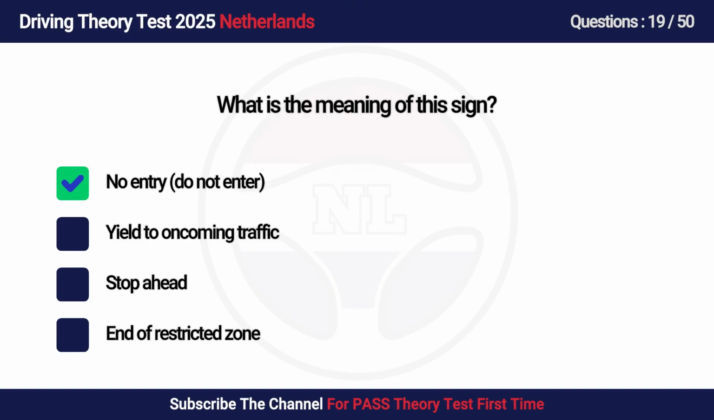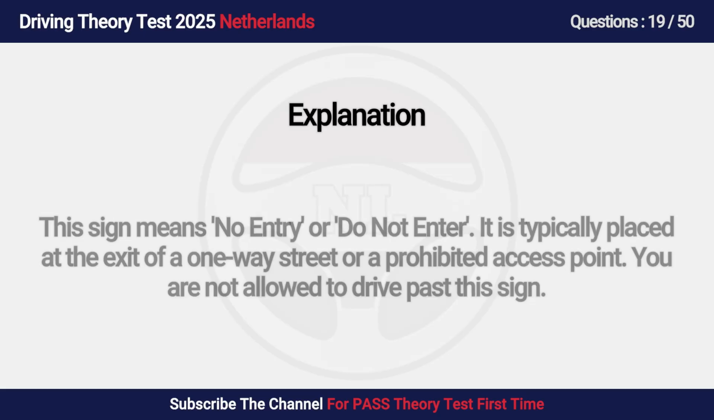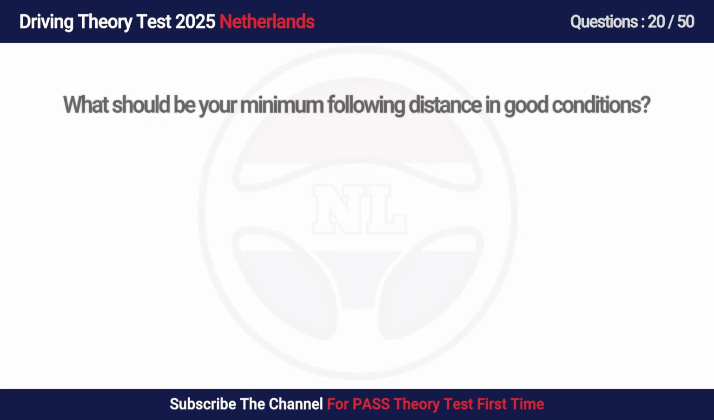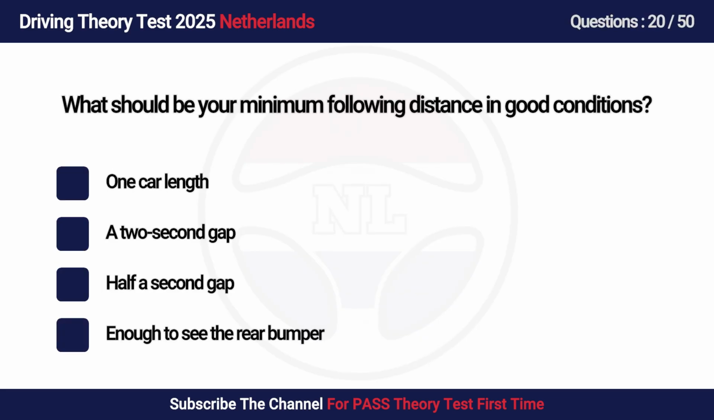Answer is A. No entry, do not enter. This sign means no entry or do not enter. It is typically placed at the exit of a one-way street or a prohibited access point. You are not allowed to drive past this sign. Question 20. What should be your minimum following distance in good conditions?